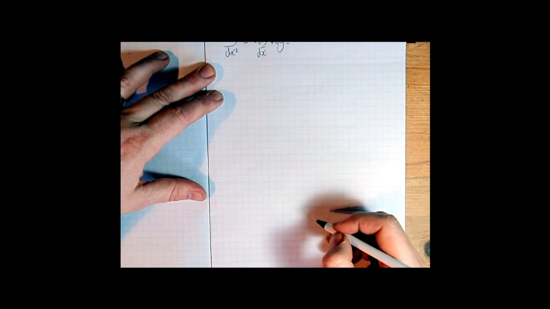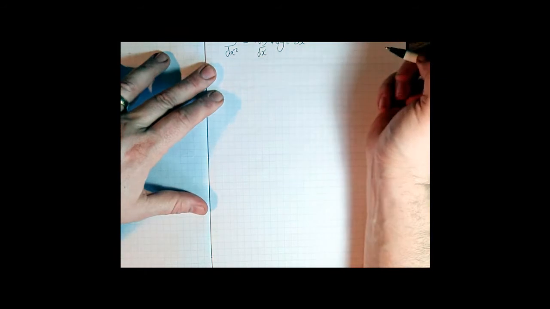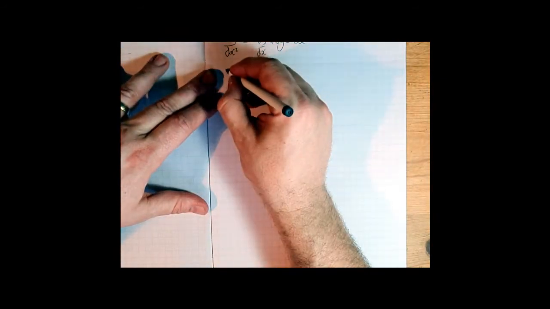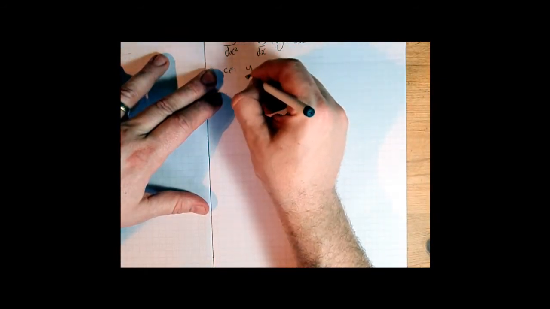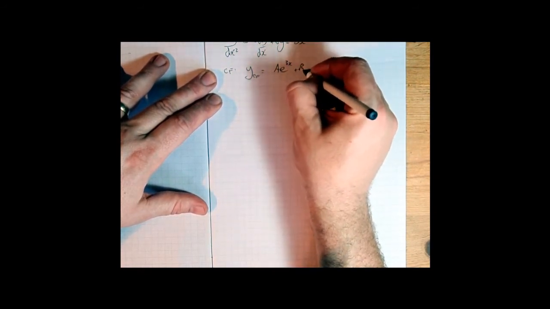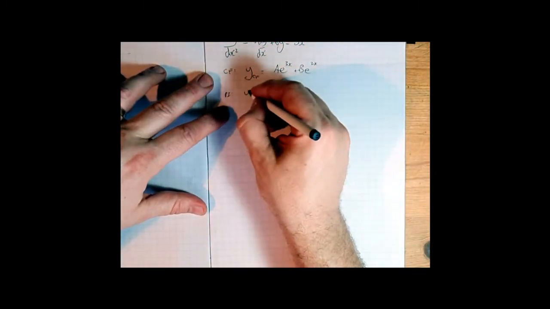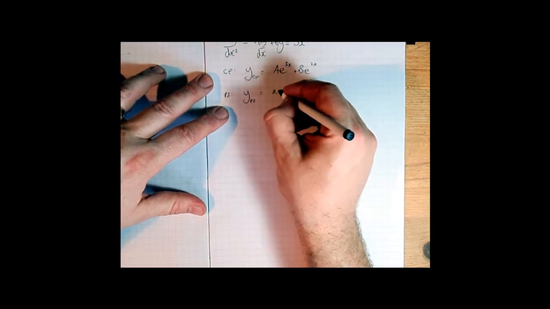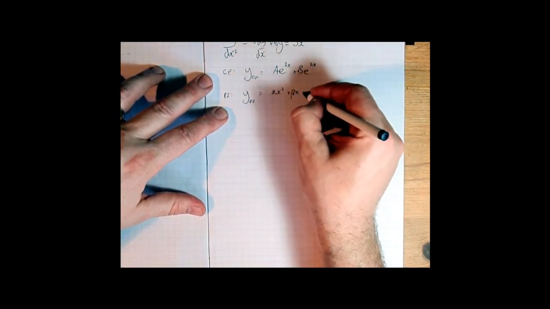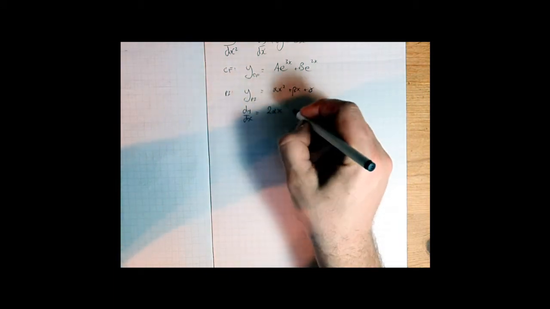But now my right hand side is a quadratic. Again, complementary function is the same. For the particular integral, I'm going to attempt a quadratic. So I get alpha x squared plus beta x plus gamma. dy/dx is 2 alpha x plus beta.